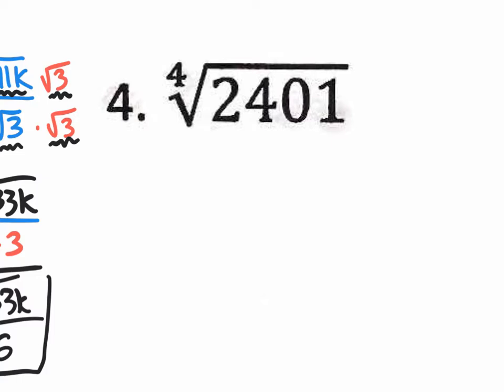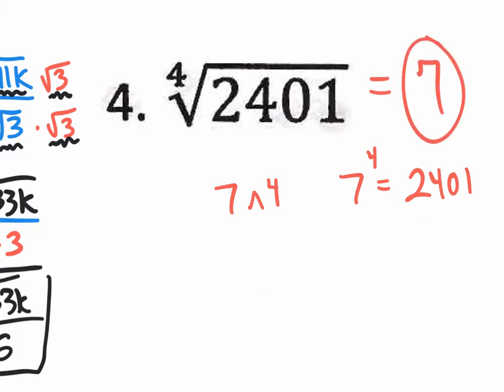Of course, you could break it down, but the easiest way to do it is to just, on your calculator, type in 7, and then the caret button to the 4th power. That's 7 to the 4th. 7 to the 4th really is 2,401, which means that the 4th root of 2,401, the answer is just 7.